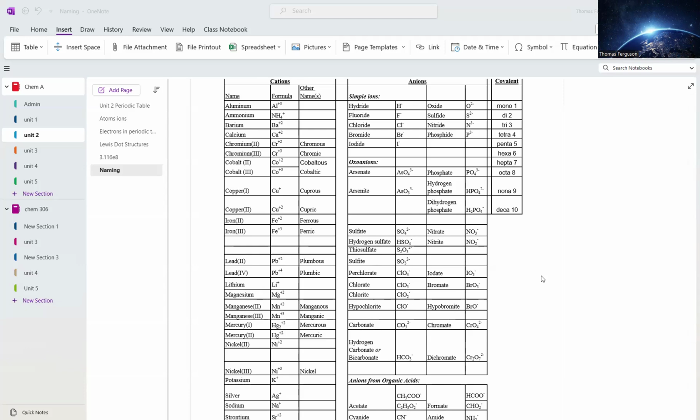Did anyone not get the two handouts? Okay. They'll be up here. So before you leave, make sure you grab them.